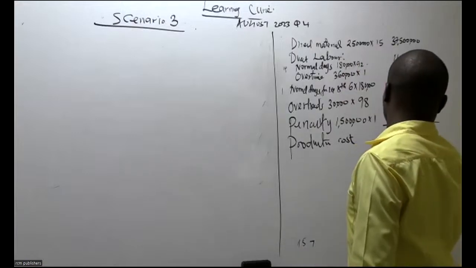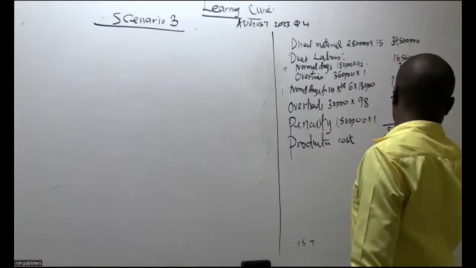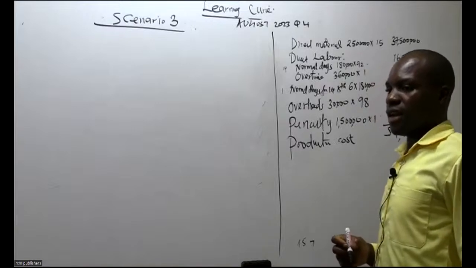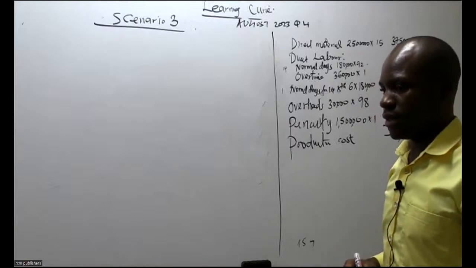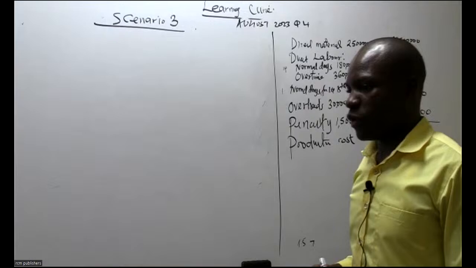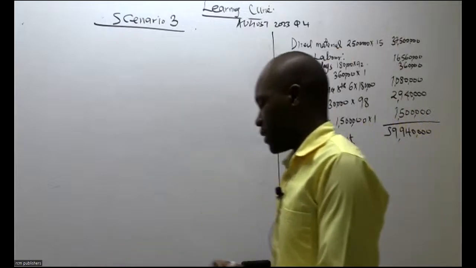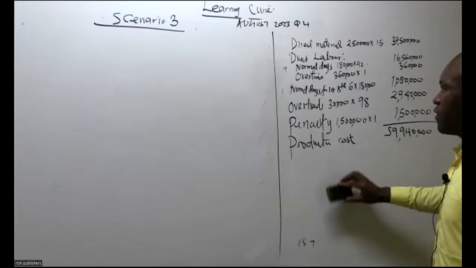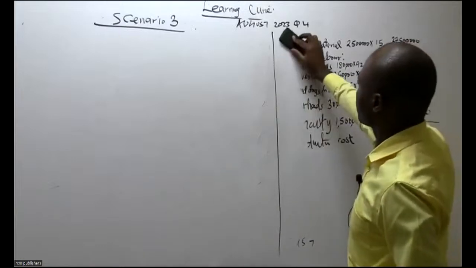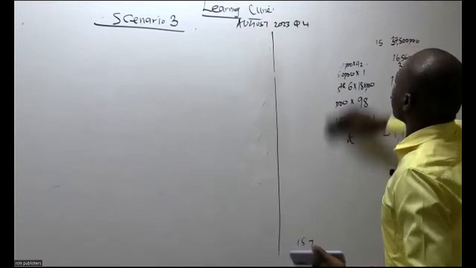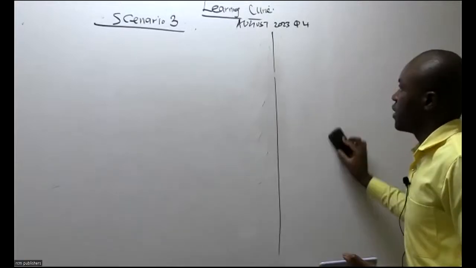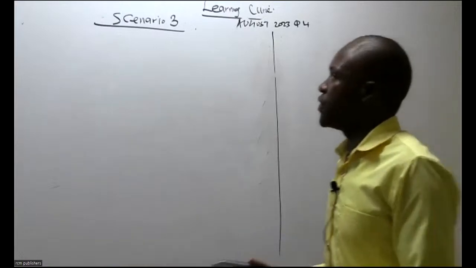59,940,000. Okay, I can see 2 people are getting that, so I will just assume that everyone is getting this. Everyone should be getting that. So let's come to scenario number 3.